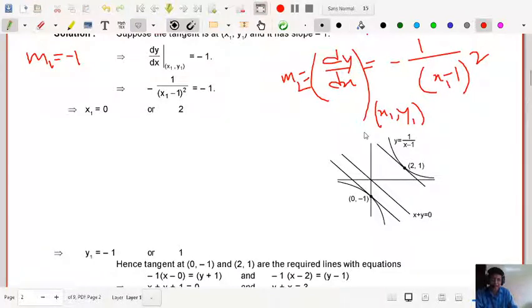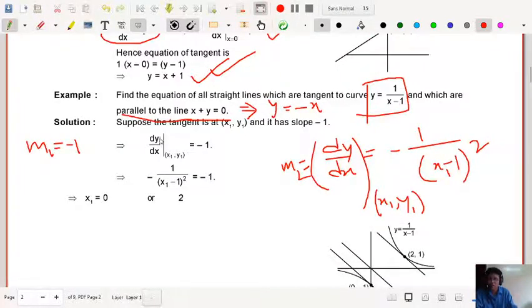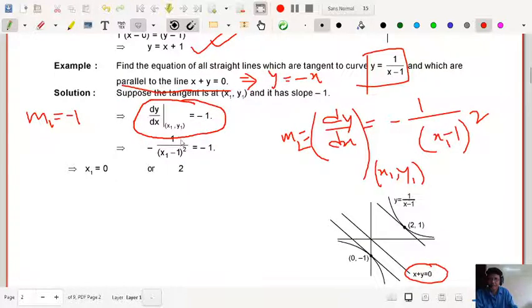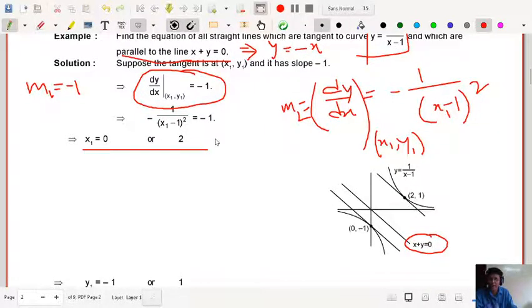So look at the diagram. This is your x plus y equal to 0 line, and this is the tangent. This tangent is parallel to this line, so their slopes must be equal. I am equating the slopes, and after equating you get 1 by (x minus 1) whole square equal to 1. Solving this you will get x1 equal to 0 and 2. There are 2 points, 0 and 2.